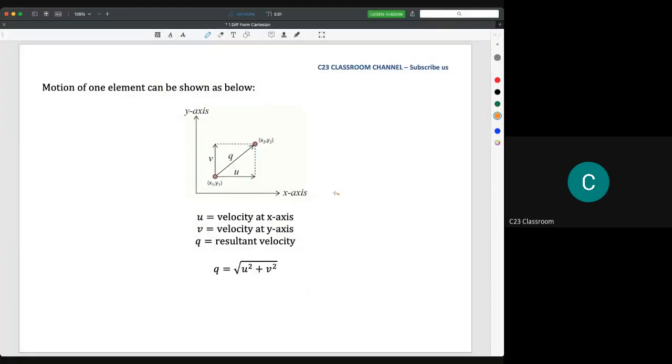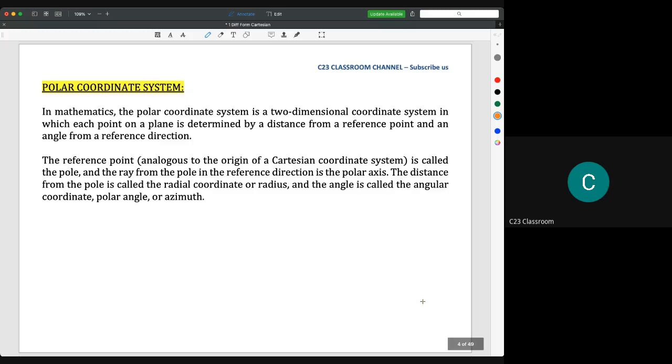Okay, so for the z-axis, the velocity is written as w. And then to calculate the resultant velocity for a three-dimensional axis, you need to write q as the square root of u squared plus v squared plus w squared. So this is something I think you already know about.